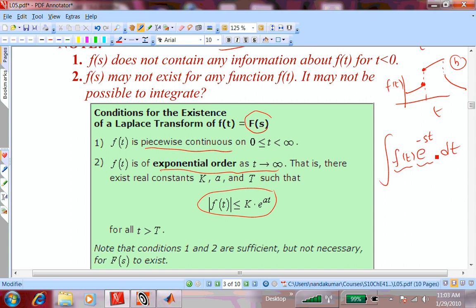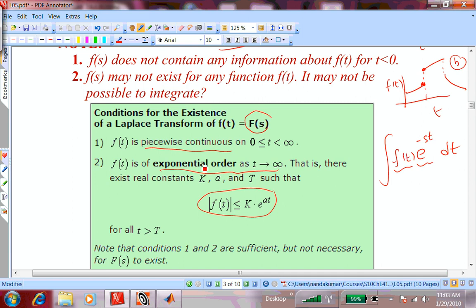So what is the integral? Integral is nothing but area under the curve. So the area under the curve will be bounded, right? But if I have a function f of t that's so obnoxious that it wants to blow up to infinity much faster than e to the power minus st can bring it down, then the area under the curve should be infinity. So in those conditions, the Laplace transform is not defined either. That's what this part is saying.